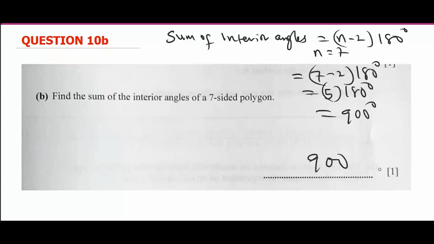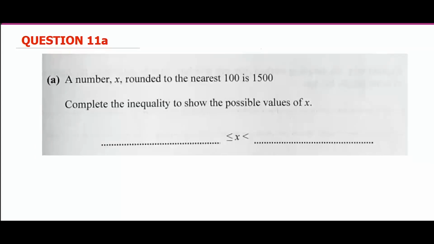Okay, so it will be 900 degrees. Let's go to question 11a. A number x rounded to the nearest 100 is 1500. Complete the inequality to show the possible values of x. So this question has to do with bounds. So we are asked to find the lower and the upper bounds.